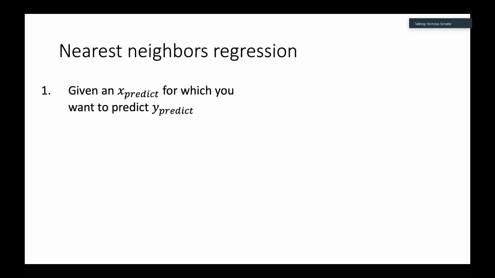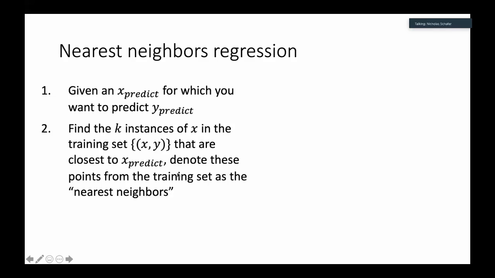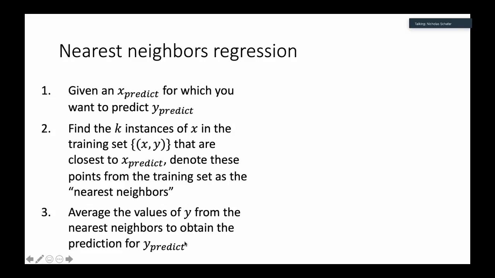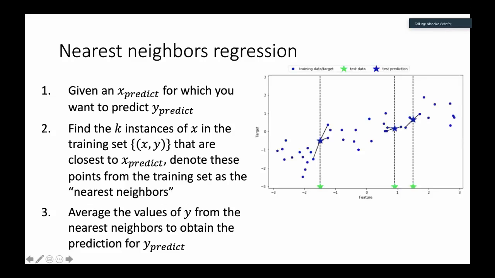Given some particular x predict for which you want to predict y predict, what you're going to do is find the k instances of x in the training set, which is a set of pairs of x and y, that are closest to x predict, and you're going to denote those as the nearest neighbors. So that's where the method gets its name. And then, in order to get y predict, you simply average the corresponding values of y from the training set for the nearest neighbors. And that gives you your prediction for y predict.